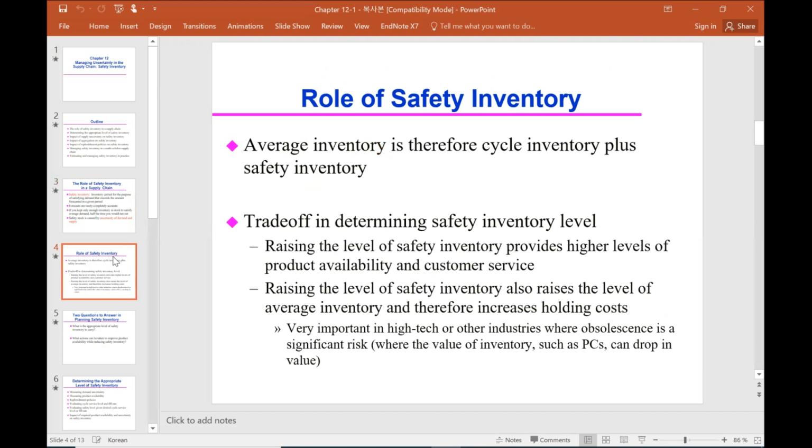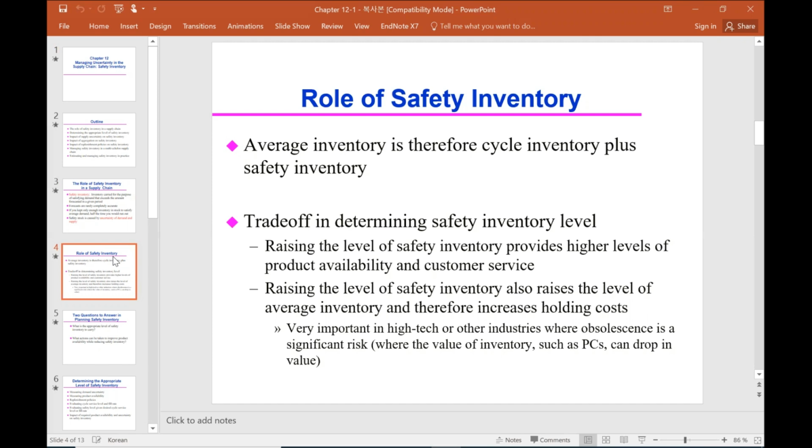The thing is, the average cycle inventory so far, we included only the cycle inventory. But in fact, the average inventory is the cycle inventory combined with the safety stock. But deciding the proper amount of safety stock is not an easy job to do at all. Why? Because in order to have a higher level of product availability and customer service, you have no choice other than to increase the safety stock.